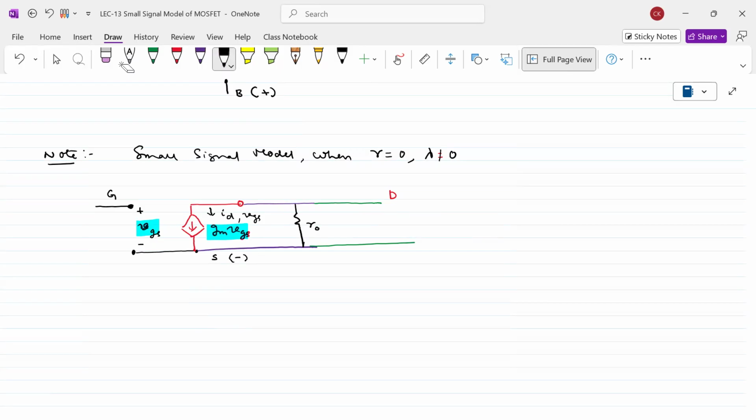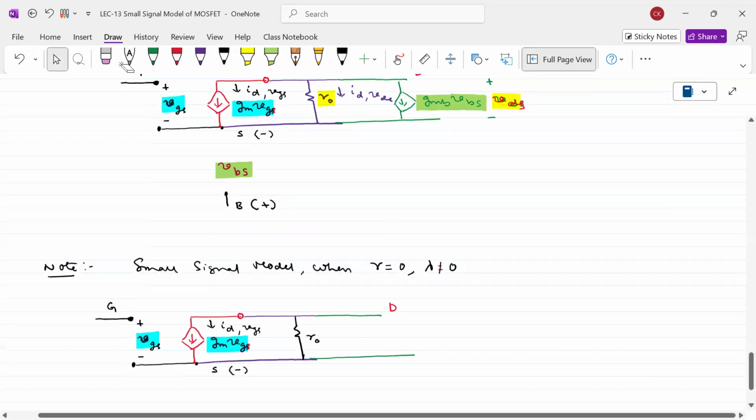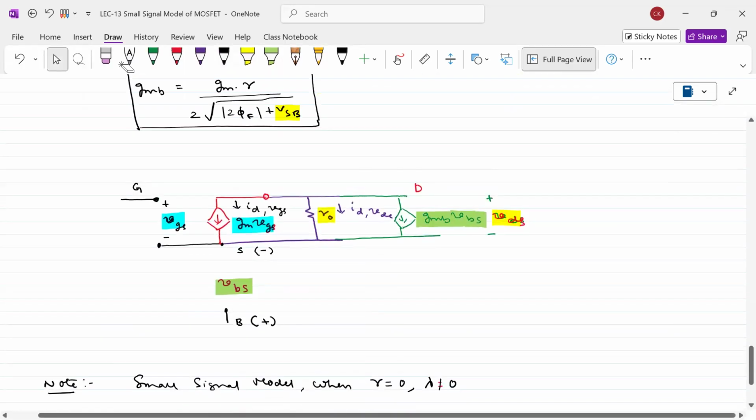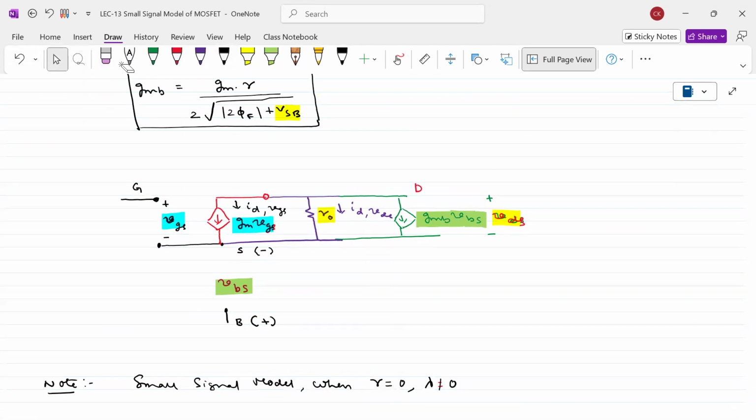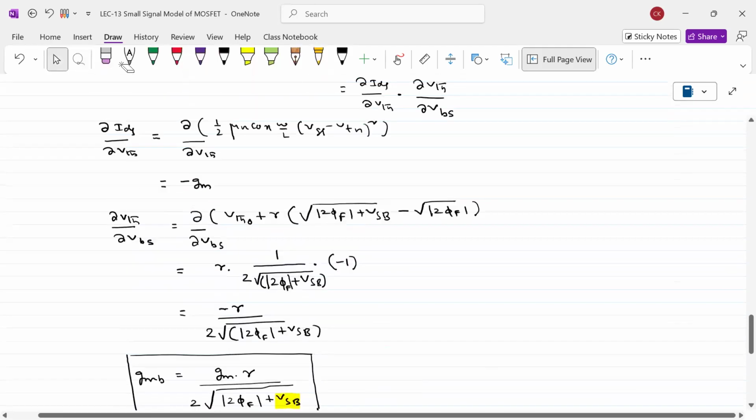Is this point clear to everyone? This is a linear circuit actually. Dependent sources are linear elements. Resistance is a linear element. Therefore, this is valid only under small changes of the parameters. Please remember that one. If you apply large changes, it is meaningless. It won't work.